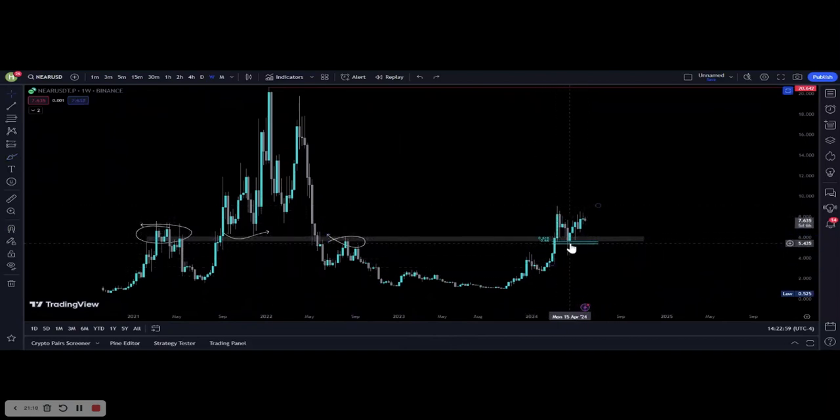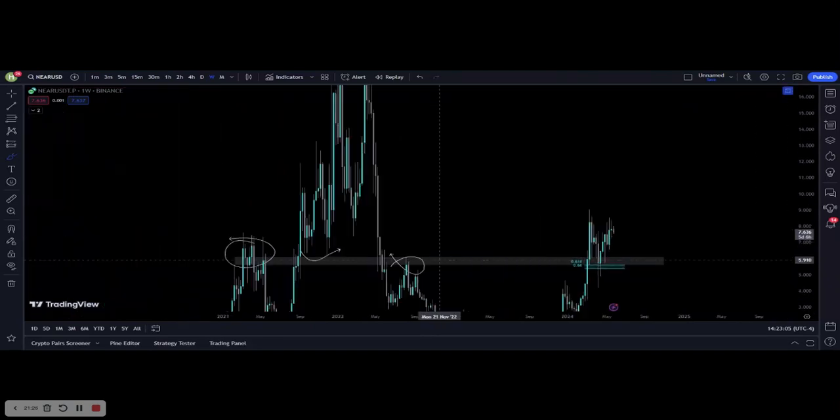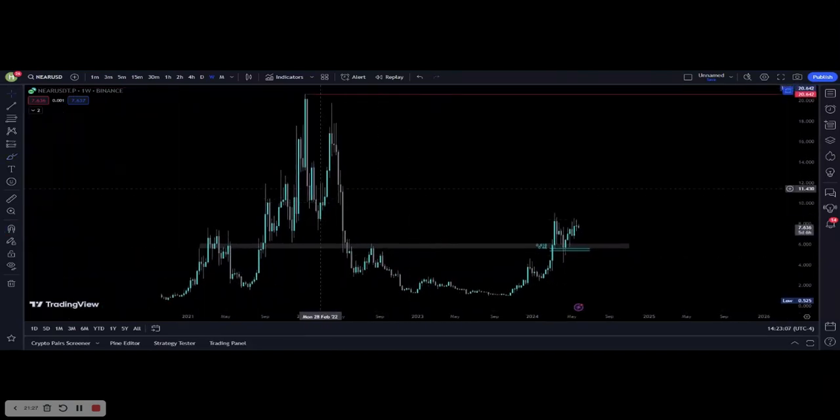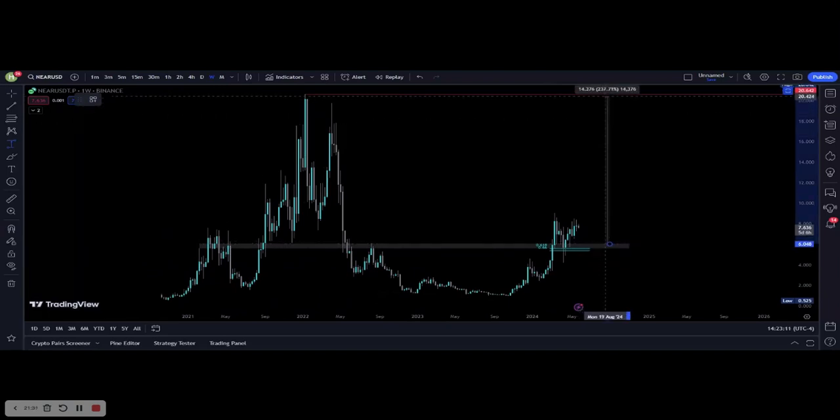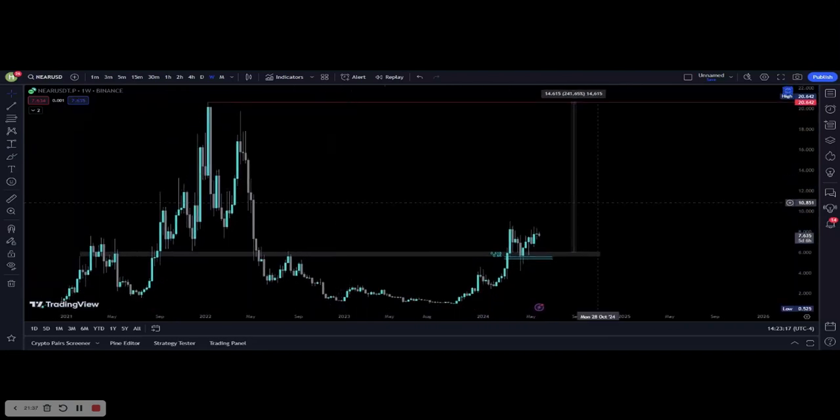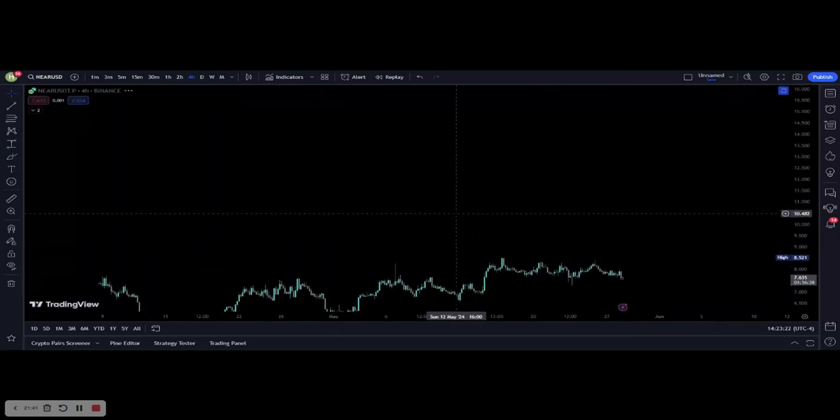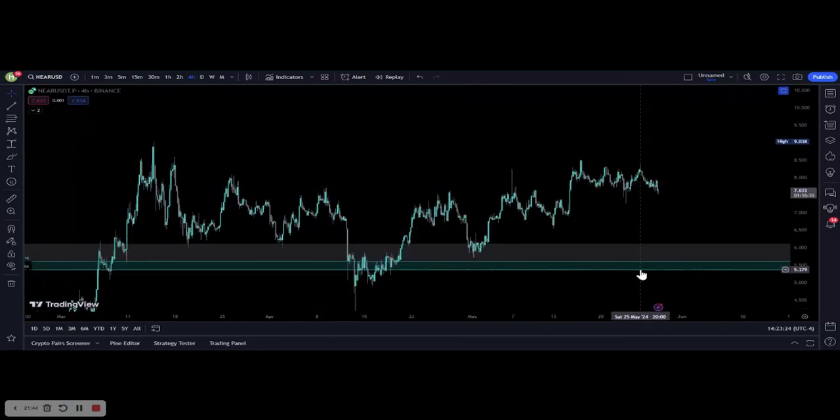Between this low and high, we have the golden pocket, right? Which price has perfectly bounced off. Now, any low time frame retest is going to be your spot buy zone, and your target is easily at 20 plus. It is showing a lot of strength recently. Let's go on the low time frame and see if we do find any structure.